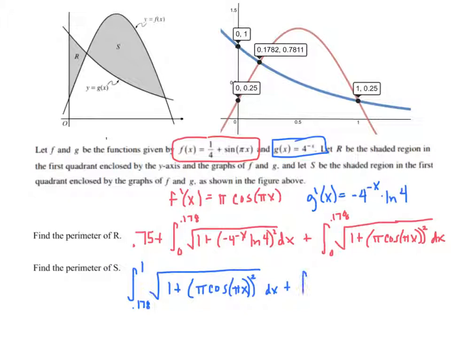And then the other integral will be 1 plus g prime of x squared. And again, you could use your calculator to calculate those, and that would give you the perimeter. This actually has appeared on the AP exam a couple of times. Most times it just says, in terms of integrals, write out the equations that would find the perimeter of the shape.